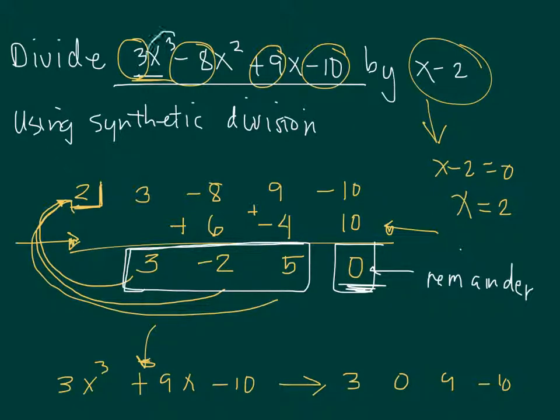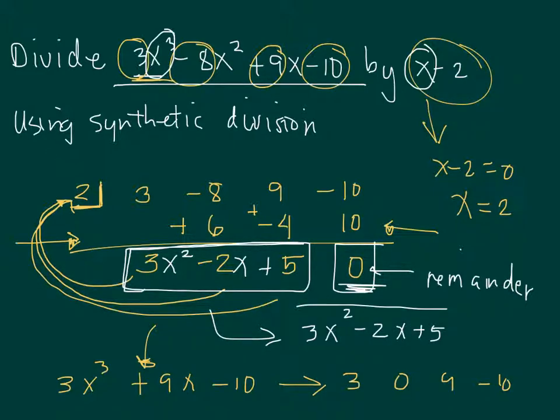Since you're dividing x cubed by an x, then the quotient will have x squared on the first term, x in the second term, and then the last one as a constant. Okay? To write the answer again, the quotient is 3x squared minus 2x plus 5. So this is faster than using the long division.